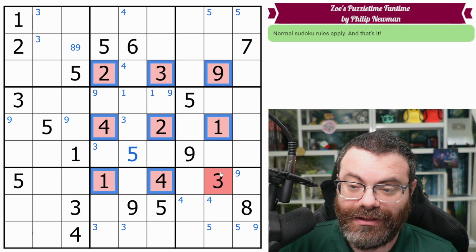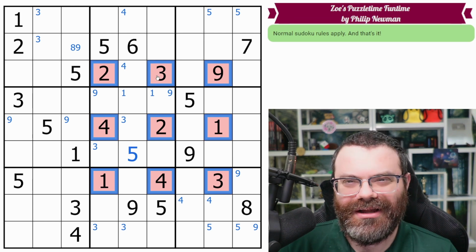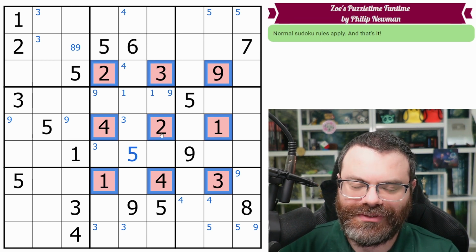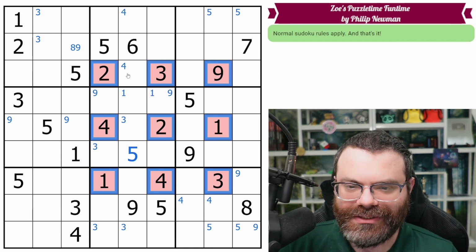Apparently exosets happen a lot in puzzles. Like you can almost always find one, which is interesting. I don't know if that's 100% true, but it seems like they're one of those advanced techniques that are kind of a last resort advanced technique. But anyway, so let's go over the exoset here.